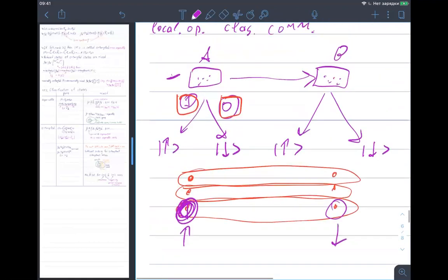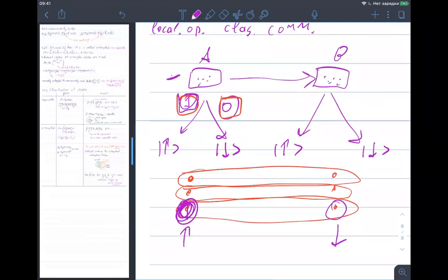So again, Alice throws a coin. If the coin is in state 1, she says, okay, I prepare my spin up, and tells Bob, Bob, please prepare your spin also in state 1, up. If the coin gives you 0, then Alice prepares the state down and tells Bob, prepare your particle in state down. And they repeat it several times.